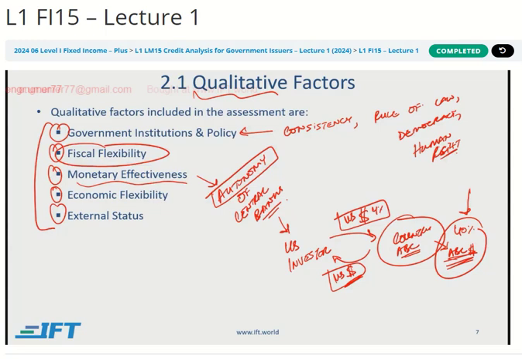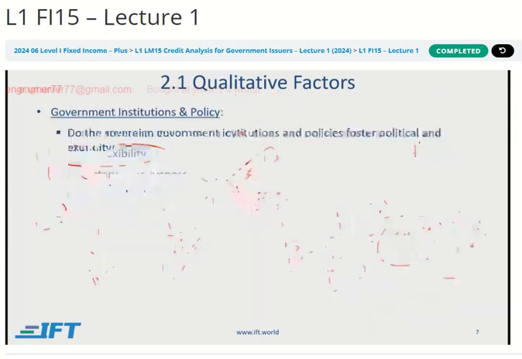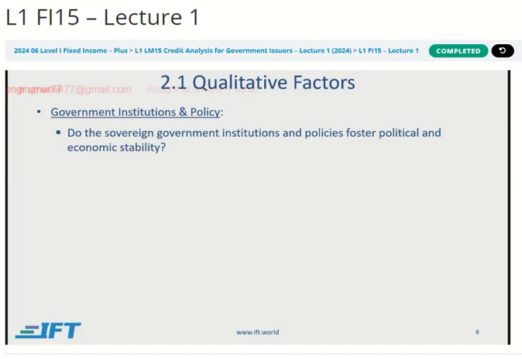So now, coming to economic flexibility, here again, diversity of economy, right? Again, we don't like concentrated economies. We want diverse economies with a lot of different sectors and industries, right? And external status is, how is their relationship with other countries? How is their relationship with IMF? What is their current account status? Are they exporting more than they are importing? Obviously, we would like a country which has a positive current account surplus. So now let us start jumping into each one of those.